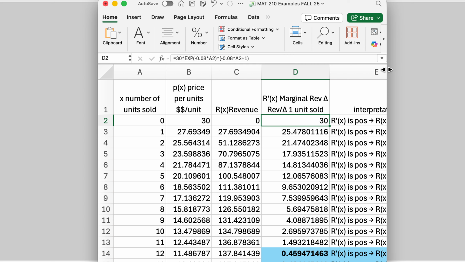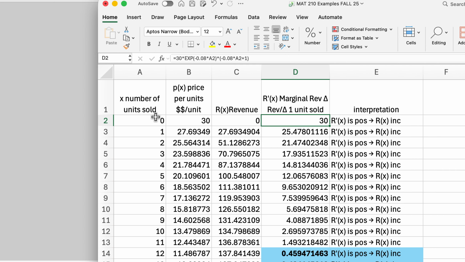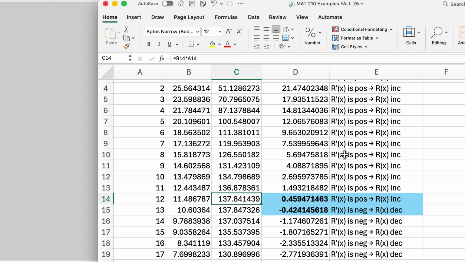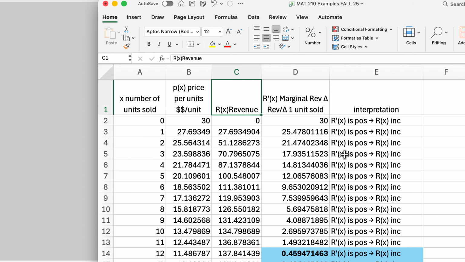So now I copied all of my formulas down, and I can see that as I increase units sold, my price function is actually decreasing. Here's my revenue function. My revenue function is increasing for a bit, and now it starts decreasing, right? And I want to find out how many units I need to sell so that I can maximize revenue.